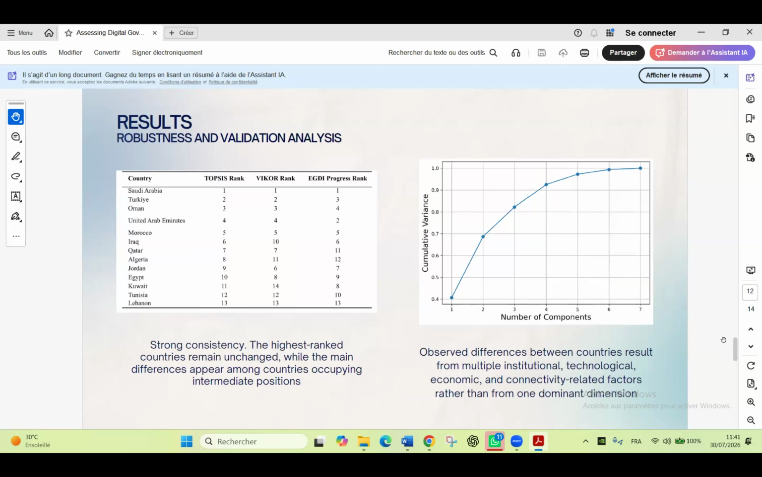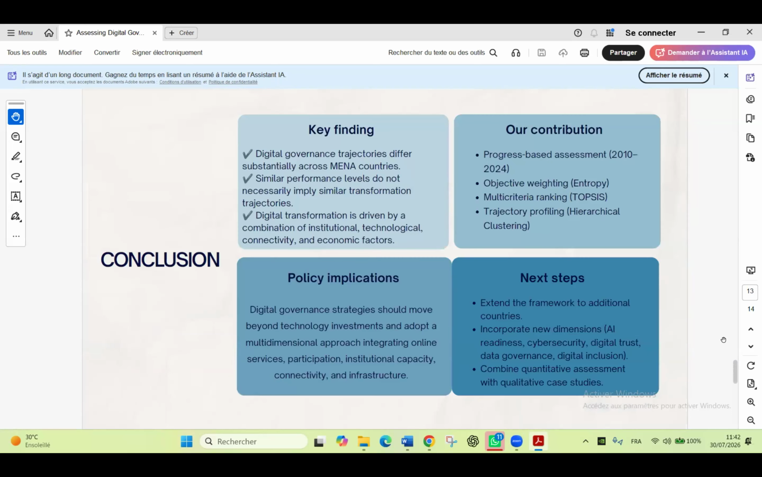Finally, we assessed the robustness of our findings using two complementary analyses. First, the comparison between TOPSIS, VIKOR, and EGDI rankings shows a strong overall consistency. The highest and lowest ranking countries remain largely unchanged, while only a few intermediate positions vary. Second, the PCA indicates that the country differences are explained by several complementary dimensions rather than by a single dominant factor. Together, these results support the robustness of our assessment of digital governance transformation trajectories.